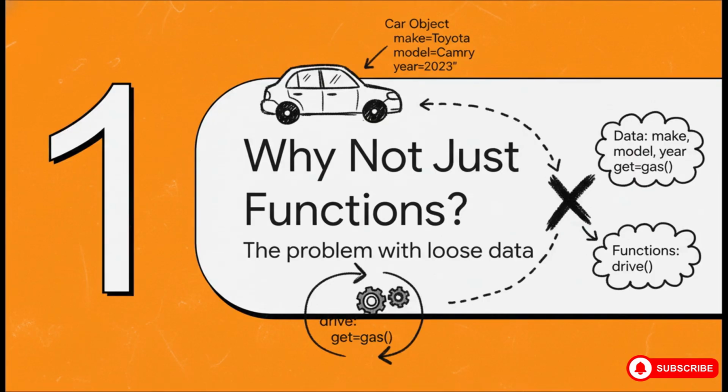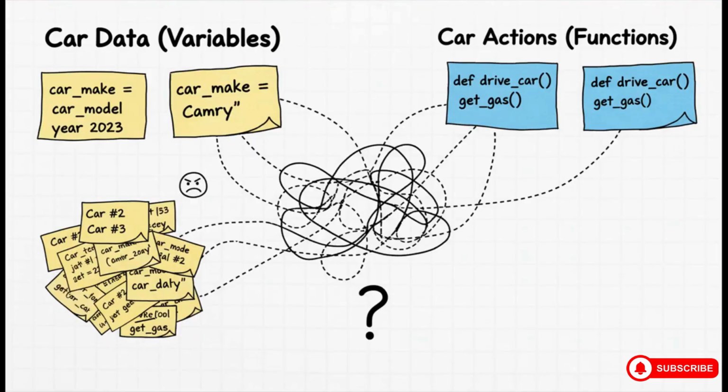In our heads, all of that stuff is connected, right? But in the code, well, they're just floating around as separate pieces. Let's see what that actually looks like. So look at this. On one side, you've got these variables holding the car's details, and on the other, you have these separate functions for its actions. They're related in our minds, but the code has no idea. That drive car function has no real connection to the car make variable.